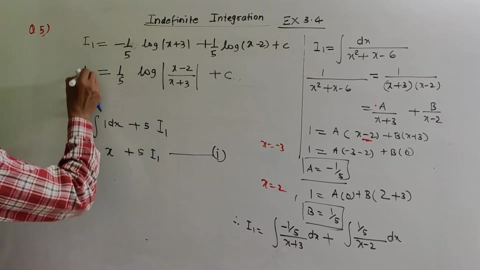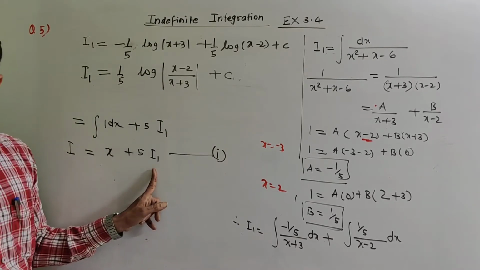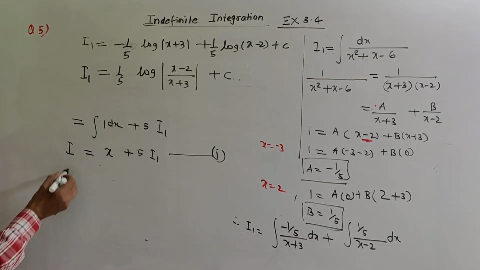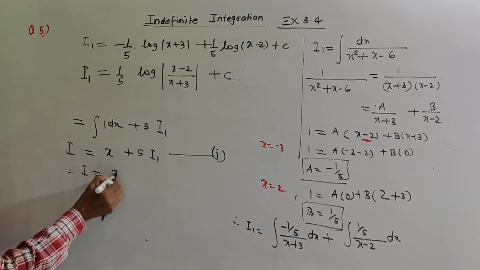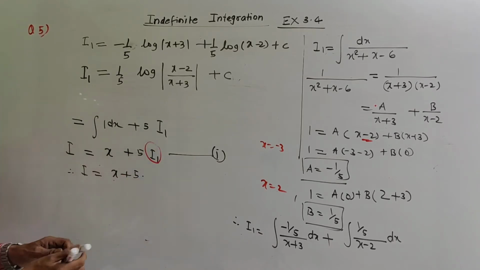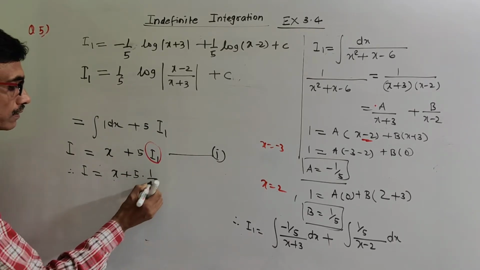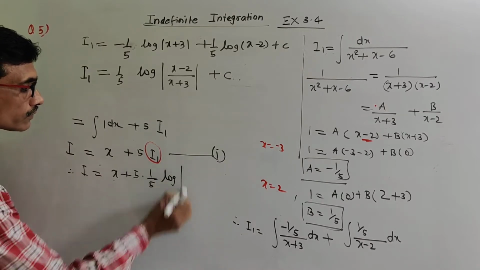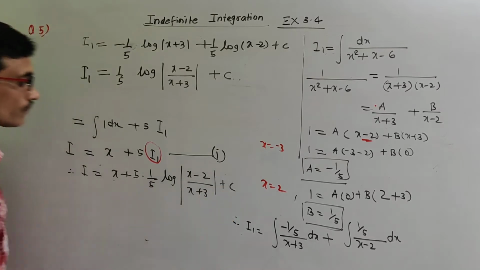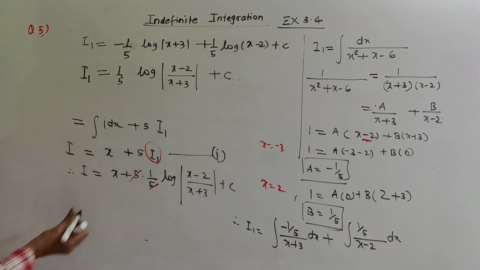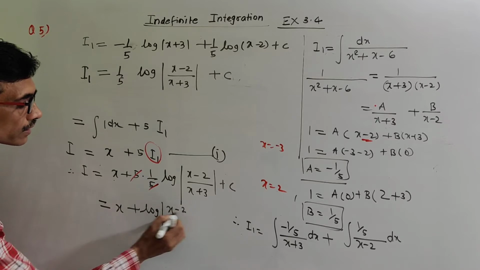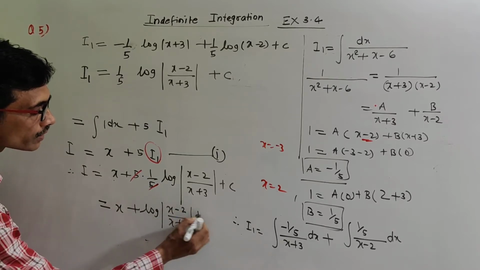So this I1 we write over here so that our given integral I is equal to x plus 5 into I1. This is our I1. So I1 is 1 upon 5 log of x minus 2 upon x plus 3 plus c. So this 5 is getting cancelled. I is x plus log of x minus 2 upon x plus 3 plus c.